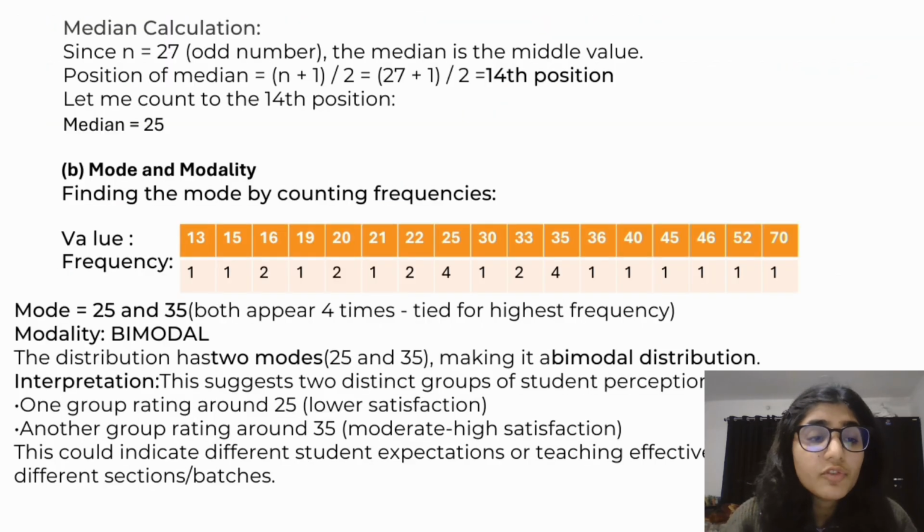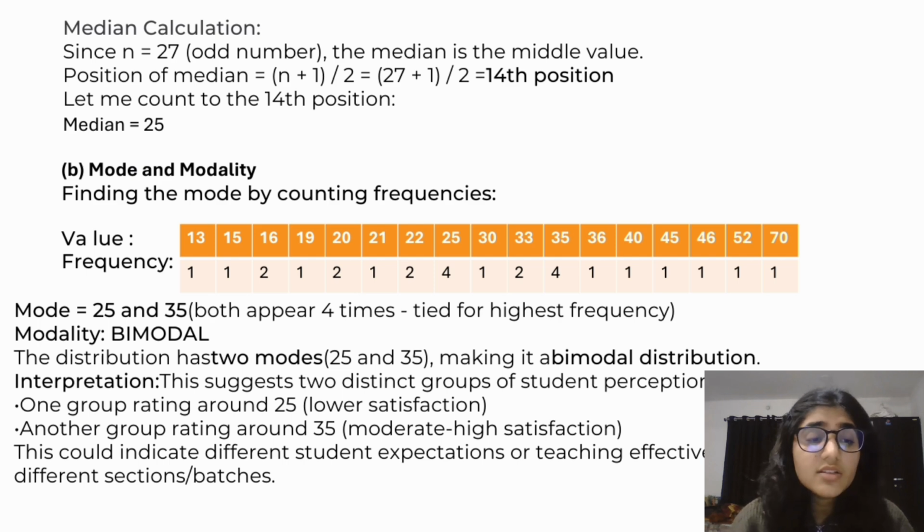Now for the calculation of the median, since n equals 27, an odd number, the median is the middle value. So the position of the median, that is (n plus 1) by 2, equals (27 plus 1) by 2, that is the 14th position. On counting to the 14th position, we get the median as 25.